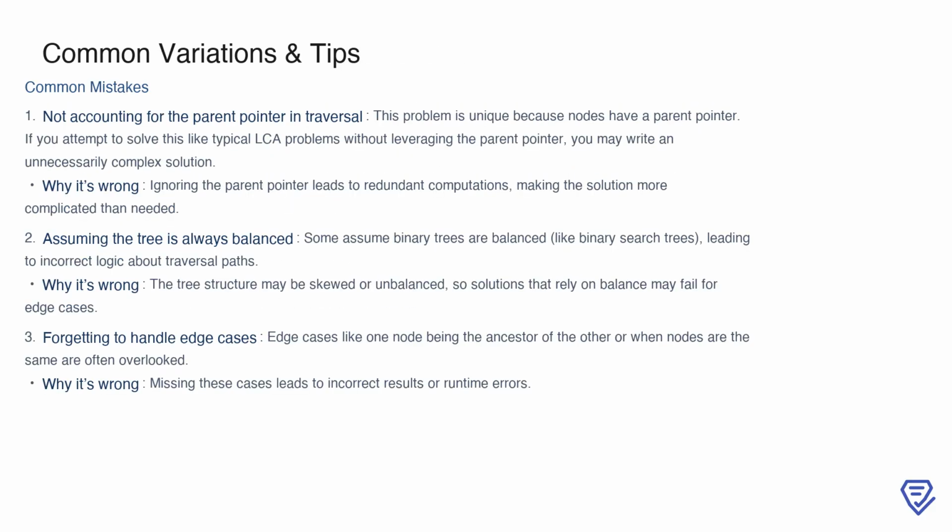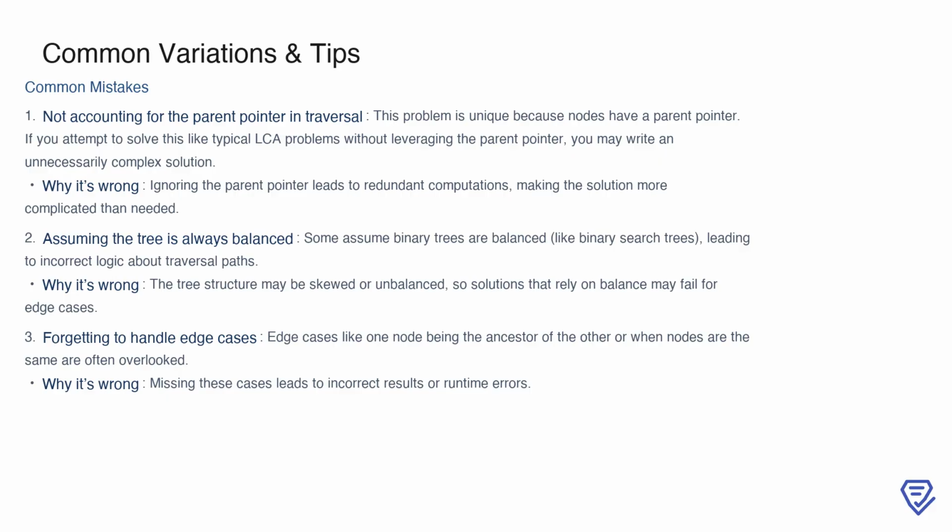When solving this problem, there are several common mistakes to watch out for. First, failing to account for the parent pointer during traversal is a major error. Unlike many lowest common ancestor problems, this one provides a parent pointer for each node, and ignoring it can result in overly complex and redundant solutions. By not leveraging this key feature, you end up performing unnecessary computations.